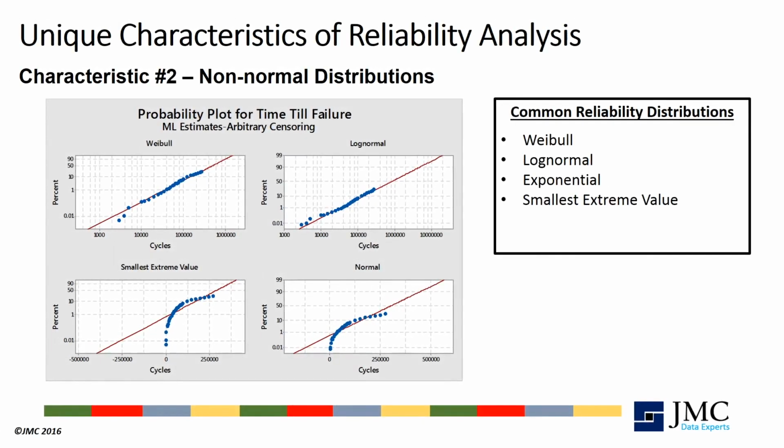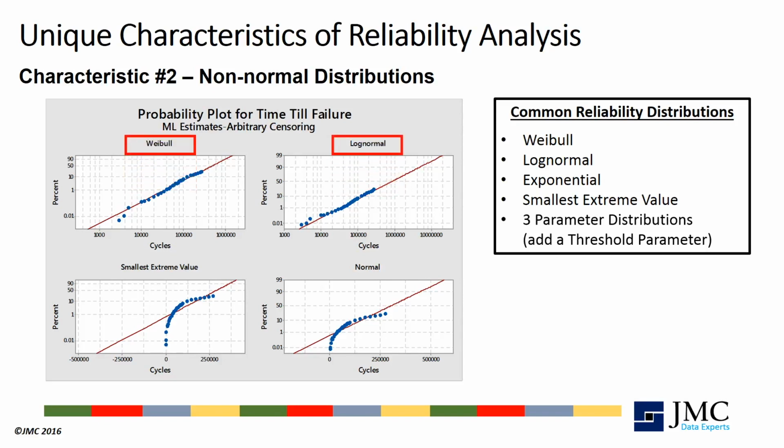Stress or time to failure data are not typically well modeled by the normal distribution. Therefore, other distributions such as Weibull, log-normal, exponential, and smallest extreme value are commonly used. A threshold parameter can also be added to form 3-parameter distributions when the data has been shifted up or back by some physical aspect of the data collection. In this example, the Weibull or log-normal distributions might provide a good model for the data, whereas the normal and smallest extreme value would not. The use of non-normal distributions is the second unique characteristic of reliability analysis.